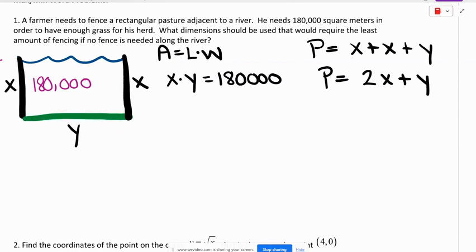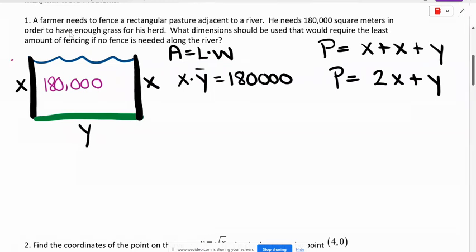So now we have our two different equations. We have one with a constraint and one without the constraint. Who remembers what we do now? Nico. Yeah, isolate the y. Say it one more time. Isolate the y. Good. We want to solve for y. We're going to isolate the y. In which equation? The area or the perimeter? In the area one. So we're going to take the equation that has the constraint, the one that has it set equal to something. This is set equal to 180,000. And we're going to solve for y.